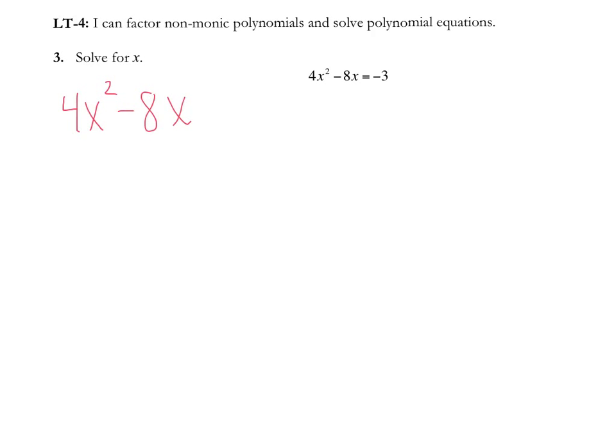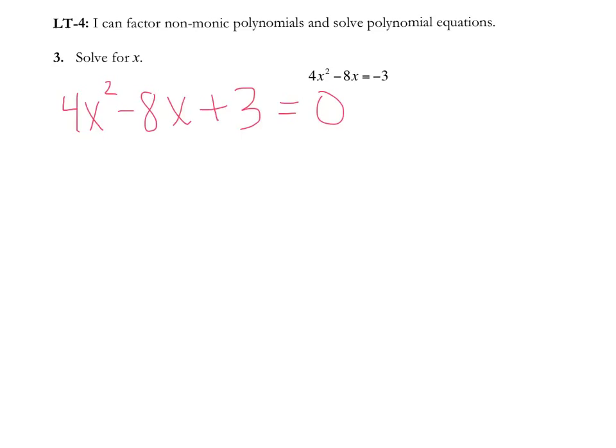If you notice, I have this little -3 off on the side by itself. We want to move it over to the other side by adding 3 to both sides. So then we just have a polynomial set equal to 0. The next thing that we want to do is factor this polynomial.